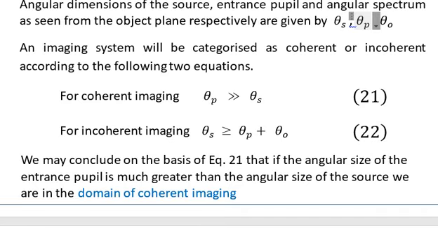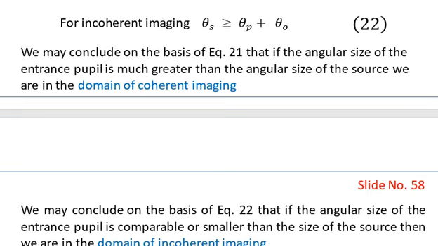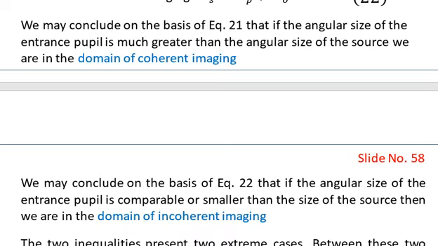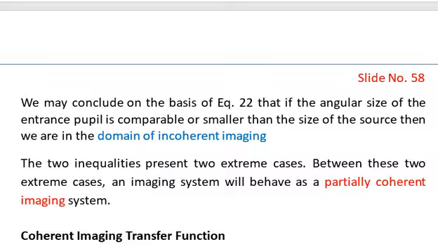We may conclude on the basis of equation 21 that if the angular size of the entrance pupil is much greater than the angular size of the source, we are in the domain of coherent imaging. And if you look at equation number 22, we may conclude that if the angular size of the entrance pupil is comparable to or smaller than the size of the source, then we are in the domain of incoherent imaging.